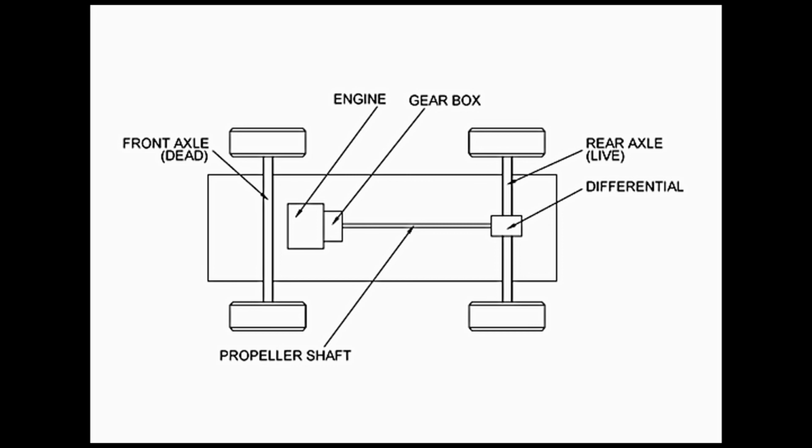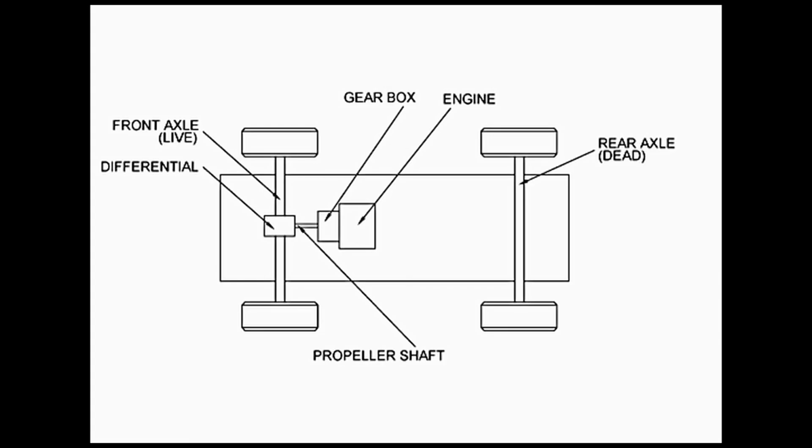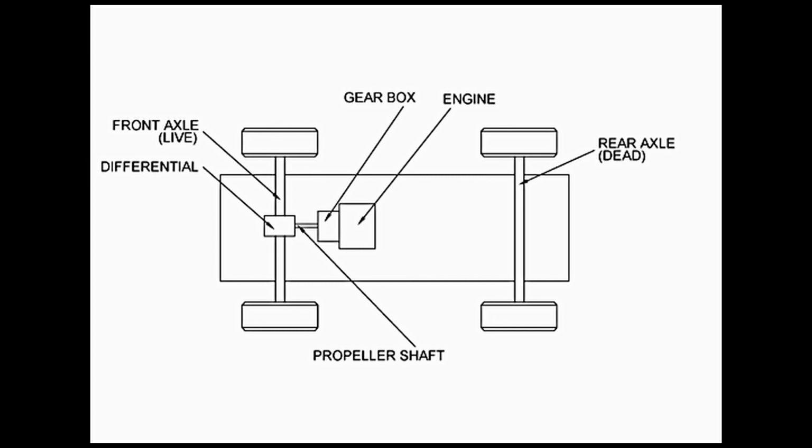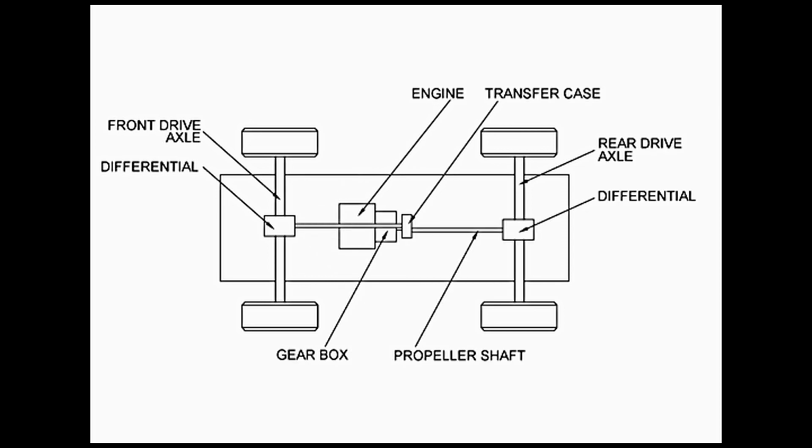Now, the propeller shaft simply transfers motion from the output shaft of the gearbox to the rear axle. We are saying rear axle, but the fact is that it can transfer motion to the front axle also. When the motion is being transferred to the rear axle, it is known as rear wheel drive. But when the motion is transferred to the front axle, it is known as front wheel drive. Now there is another variant, or another possibility, that motion is transferred to both the front as well as the rear axle. So these types of vehicles are known as four-wheel drives.